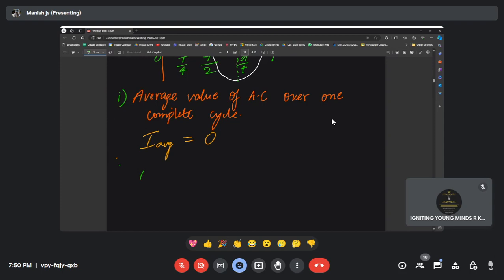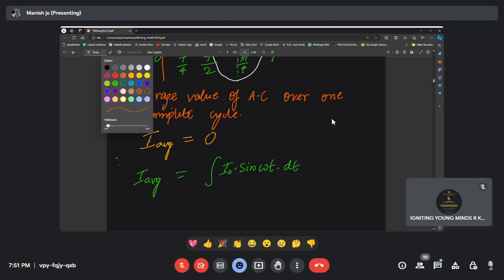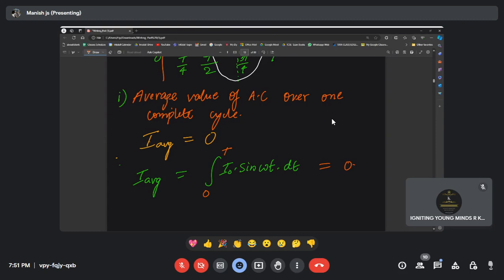We will use the relationship I average is equal to a simple term. We are going for integration, so it is represented as an integral, the integral of I naught sine omega t dt. This is the expression. Now, when I say complete cycle, what would be my limits? It will be from 0 to T. This only I told is 0. When you integrate this, you will get 0.